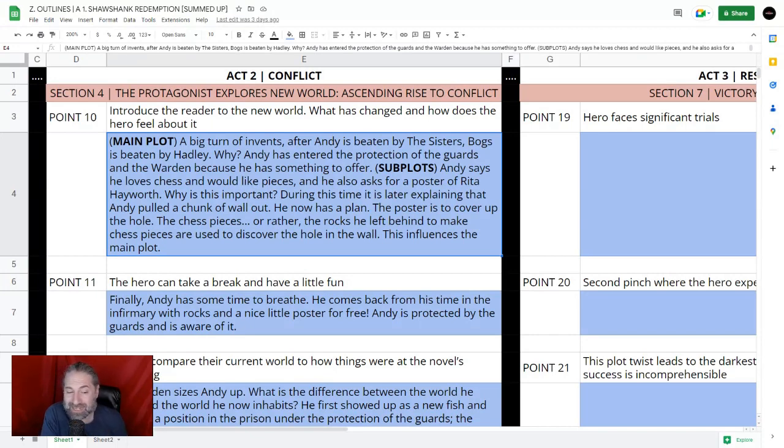But we learn in a flashback that he actually wanted the poster because he had pulled out a chunk of wall, and it was nice that that's kind of seeding that little bit. And then, of course, the rocks are there and the chess pieces, etc., etc. But the main new world is that Andy is now a part of the system and not necessarily against the system as he was in Act 1. He's a part of the system, and he has the protection of that system, which means we get to have fun now.